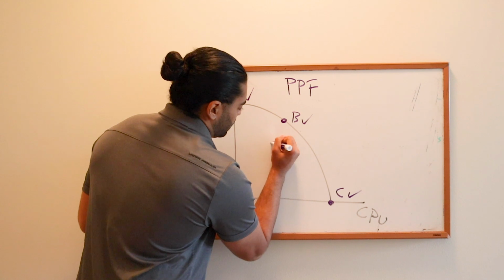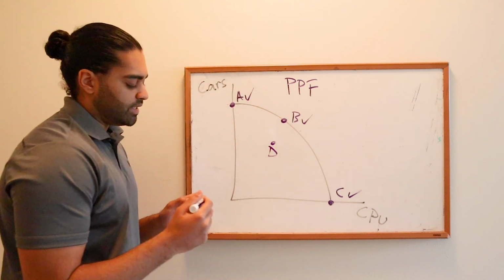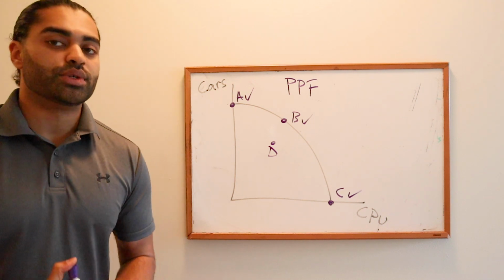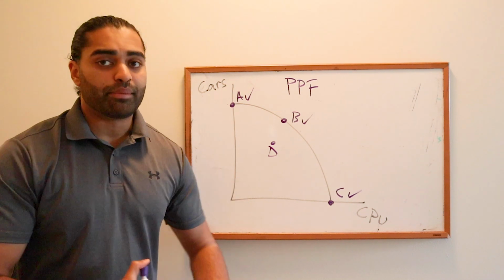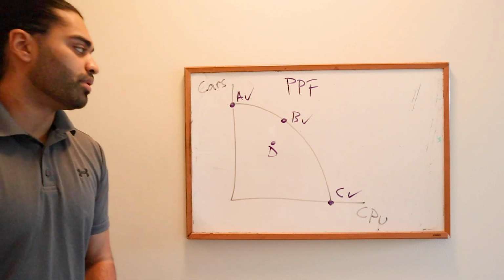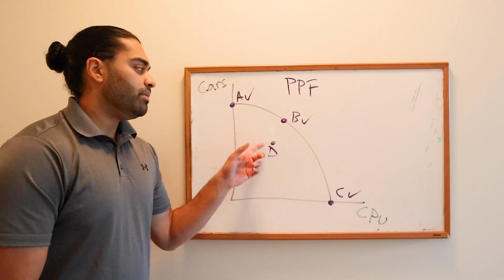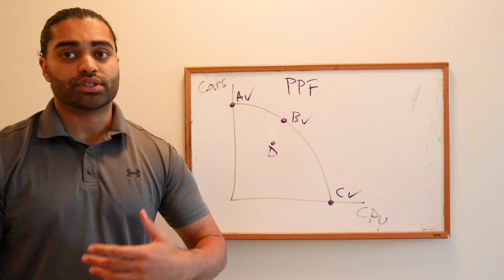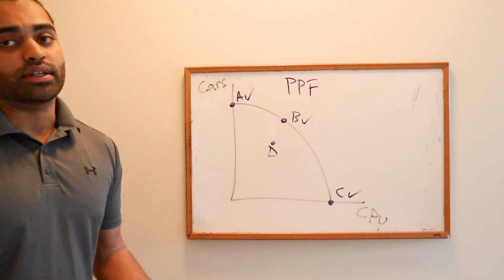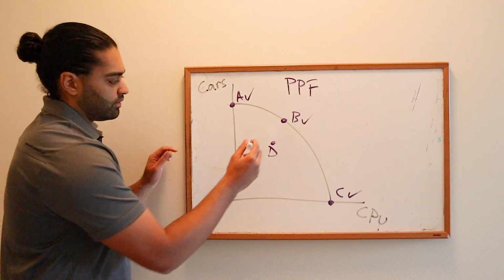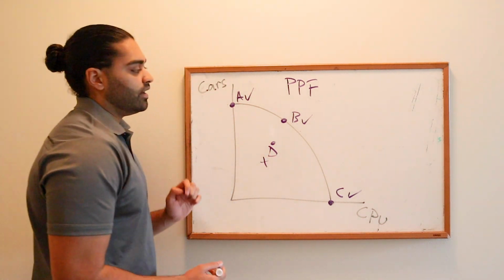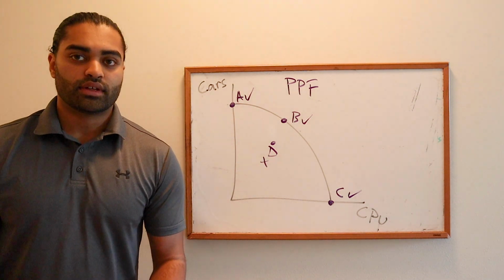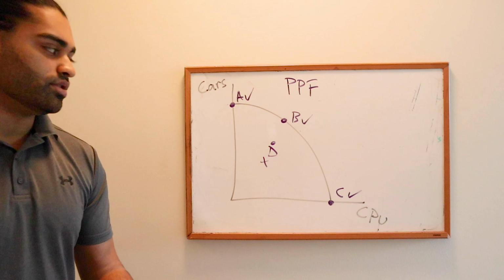The problem starts to happen when you're inside of this curve. So let's just say you're at point D. This line is showing us all of our resources used to their maximum potential. So land, labor, capital, other factors that help us produce our products. When we're inside of our PPF, we're inside of our potential. We're not producing at our potential. We're not using all of our resources to their maximum capability. So in this case, this is inefficient. Anything inside of the curve is inefficient. Again, you're not using everything to its maximum potential.